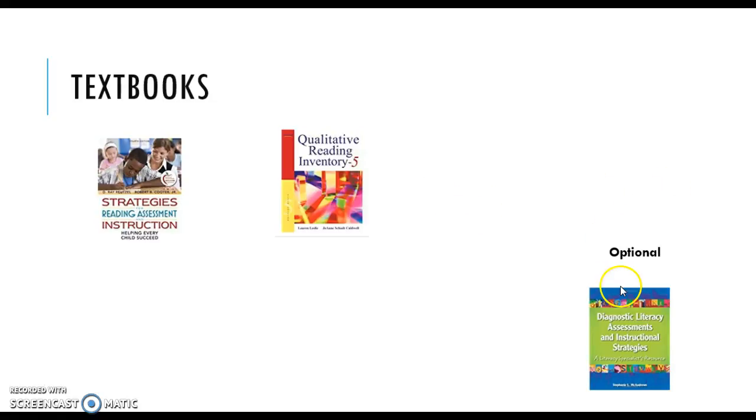An optional book that I absolutely love, and I would have used it for the textbook for the course, except it's out of print, is Diagnostic Literacy Assessments and Instructional Strategies. And this is one that I will actually make some copies of some of the content in it. I have to be careful with copyright not to copy too much of it to share with you. But it is one that I would recommend you maybe have in your toolkit or in your professional library as you're developing it. I did go online this weekend and found some copies as cheap as $3 on Amazon. So you can find them out there.